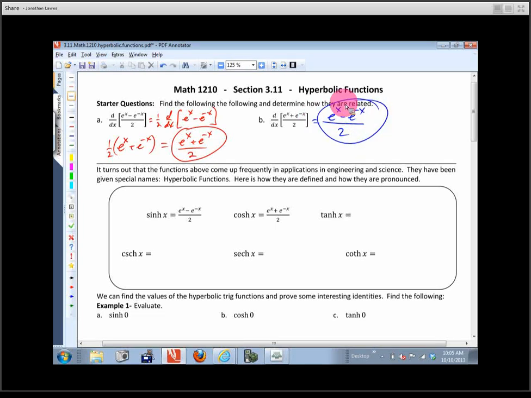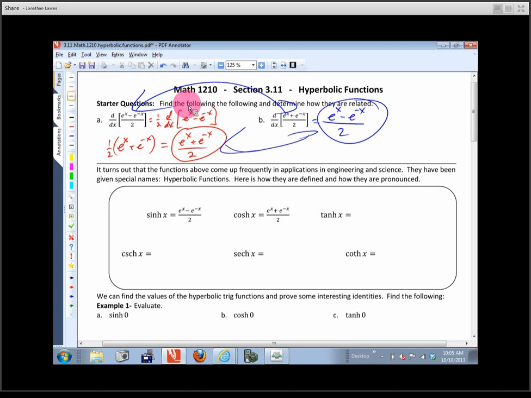So as Juan was pointing out, what do these two functions right here have to do with each other? They're derivatives of each other. Okay, so if you take the derivative of one, you get exactly the other. And if you take the derivative of the other, you get exactly the same as the first one.